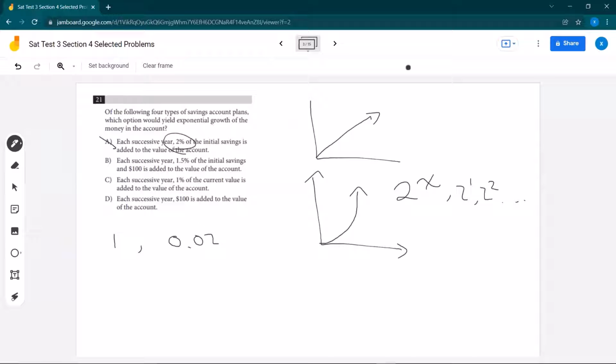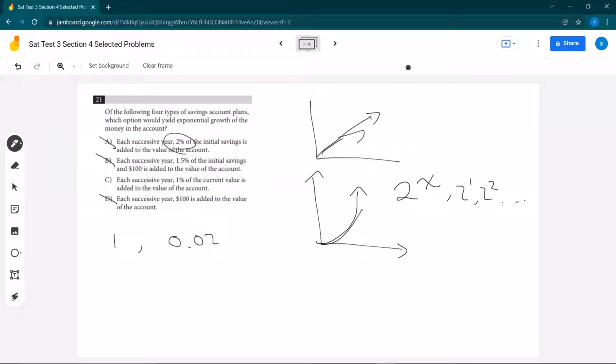Same thing is true of D. Each year, $100 is added. Again, it's the same quantity being added every year. The quantity that's being added isn't increasing exponentially. It's in fact staying the same. So D is also incorrect. Let's take a look at B. Each successive year, 1.5% of the initial savings and $100 is added to the value of the account. Again, that's just combining A and D. What's being added is not increasing. It's still constant, therefore it's linear.